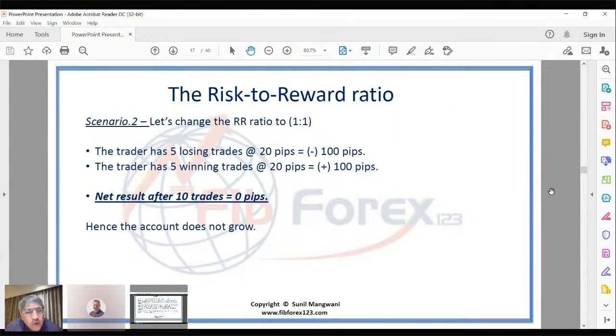Let's change this risk to reward ratio to 1 is to 1. Let's decrease it down, all right? Maintaining the same win loss ratio. As you can see, you lose five trades at 20 pips, you lose 100 pips. You win five trades at 20 pips, you win 100 pips. Net result after 10 trades is zero.